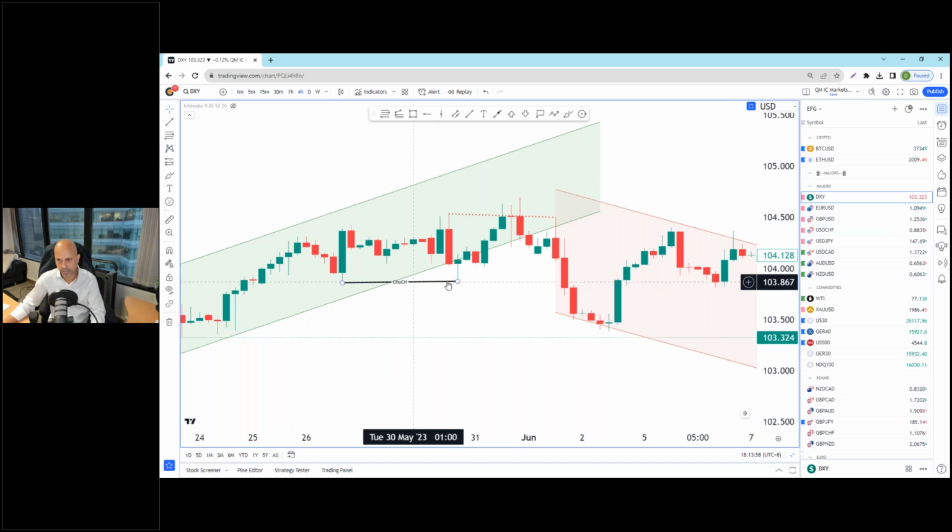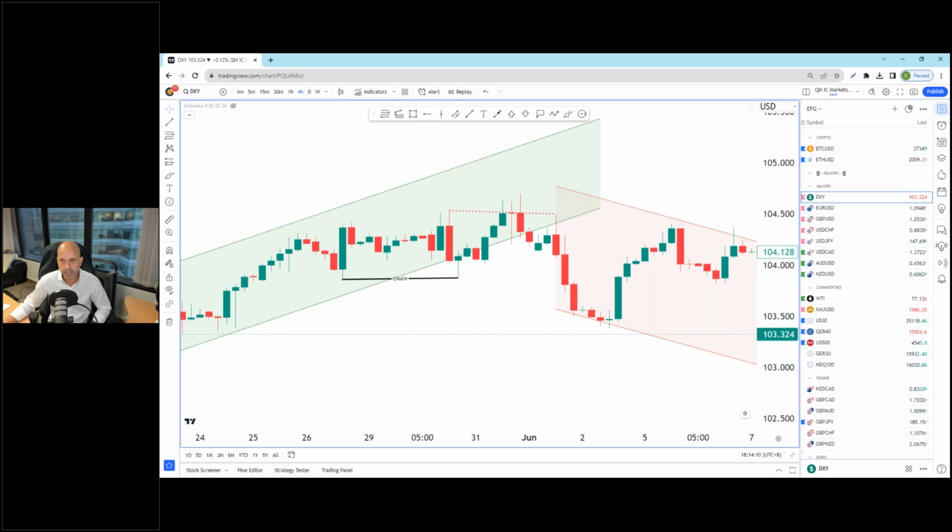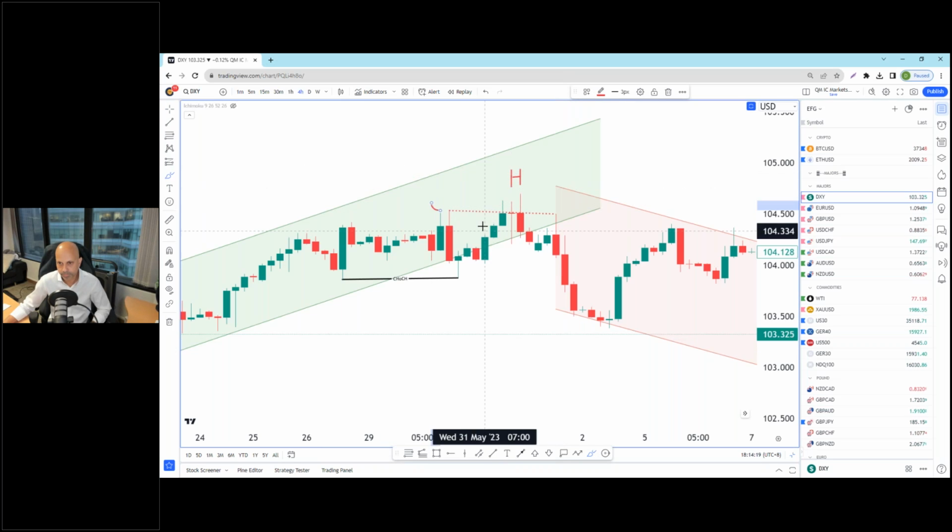Right. So the change of character occurred over here, where price broke underneath the lower trend line of the bullish channel, then made the head. So this is the head. This is the left shoulder. So you can see the change of character has occurred, but you can see this wick here didn't return exactly to where the left shoulder was, but it came close enough before reversing strongly to drop lower.